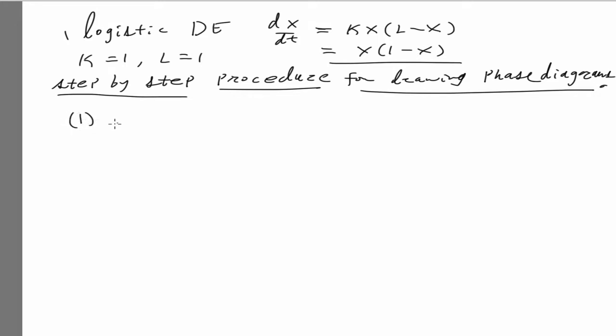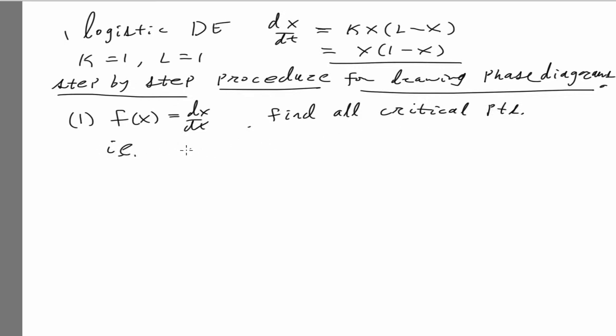First of all, we find our dE, where f of x is equal to dx dt. Again, it has to be autonomous. It can't be time dependent. And then what you do is you find all critical points, i.e., points xc such that f of xc is equal to 0.